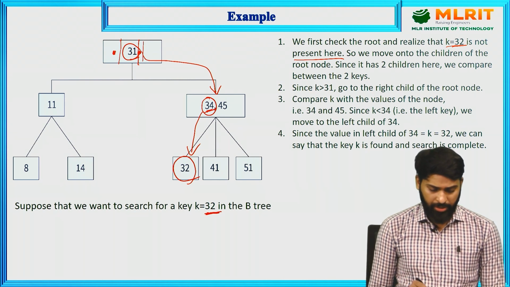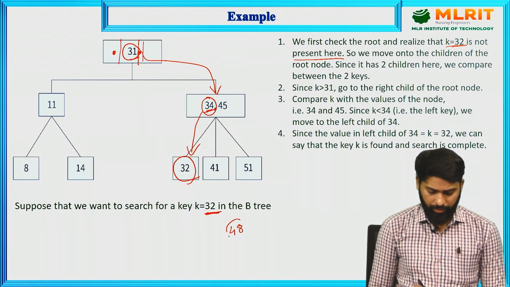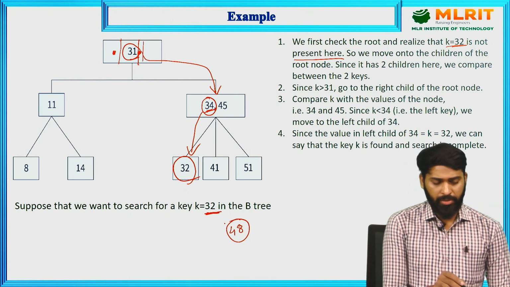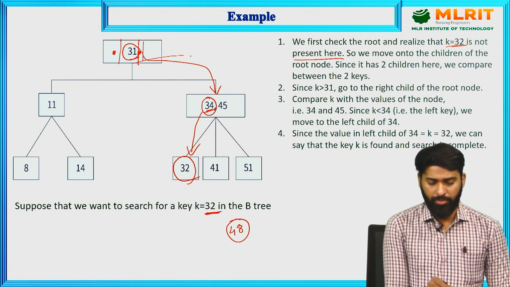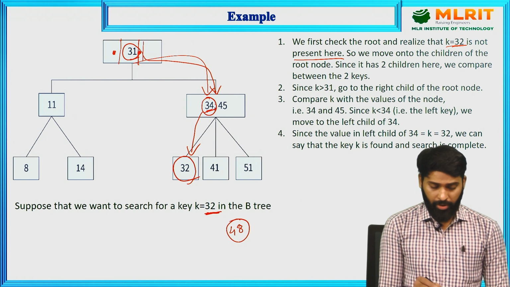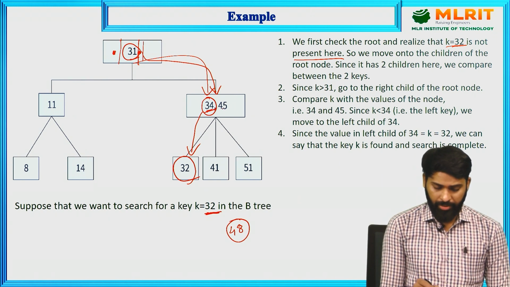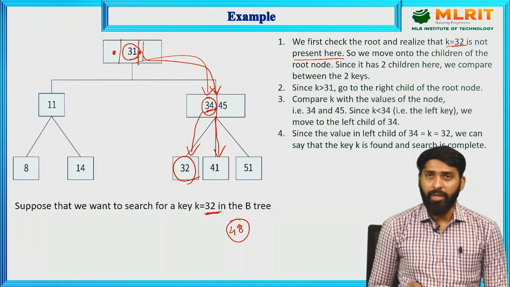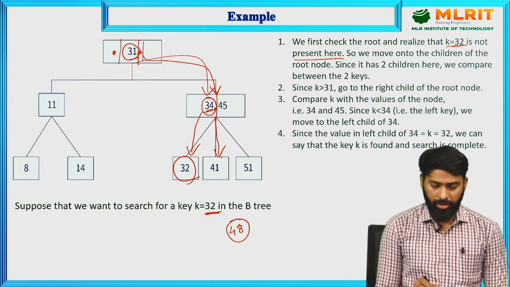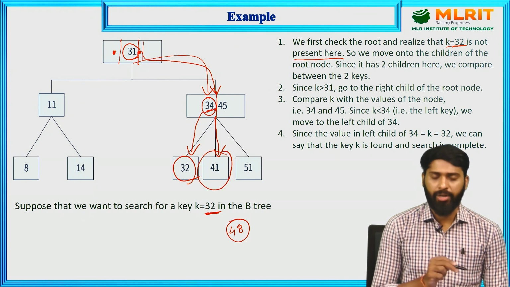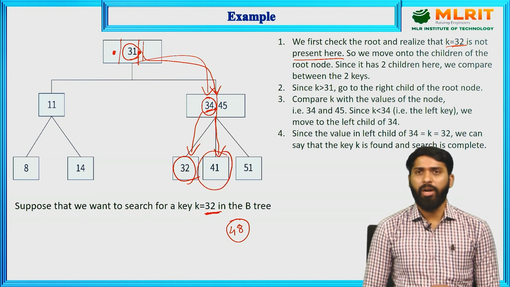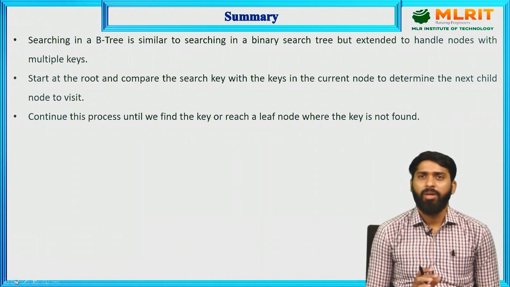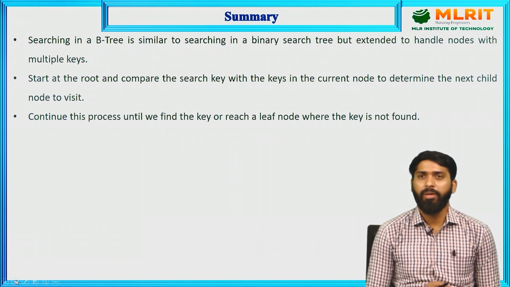If I am searching for 48, what happens? 48 is greater than 31, so move to this node. 48 is greater than 34, so we move to this node. Now 41, so 48 is not found here. We reach a leaf node here, so 48 is not found. I hope you all understand how to search a particular element in a B tree.